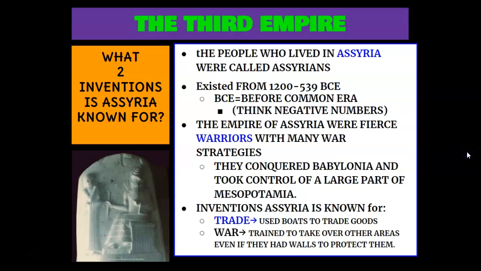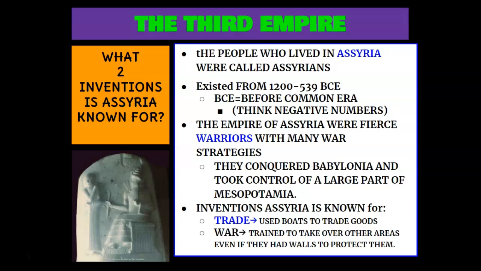The Third Empire. The people who lived in this Third Empire in Assyria were called Assyrians, and this existed from 1200 through 539 BCE. Think again, negative numbers. The Empire of Assyria were very fierce warriors with many war strategies. So this is a very army and military based society, and so we have to assume that they are out for blood, so to say. They want to conquer all of their surrounding areas.